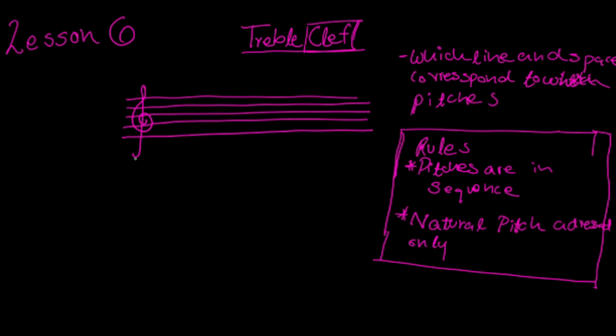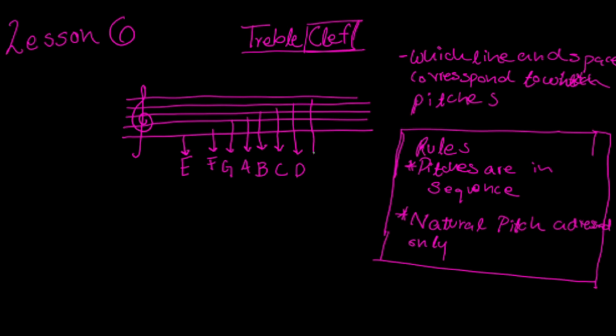So in the treble clef, the bottom line, the first line, is E. The first space is F. The second line is G. The second space, the space above that, is A. The third line, or the middle line, is B. The third space is C. The fourth line is D, or the second last line, you can think of it like that.